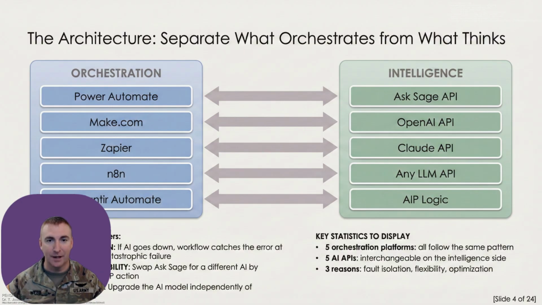5 orchestration platforms on one side. 5 AI APIs on the other. Each pair connects through a simple HTTP call. If Ask Sage goes down, your flow catches the error at one step and executes a fallback. Swapping AI providers means changing one HTTP action, not rebuilding the entire automation. The theory sounds clean. The real question is, what happens when you don't separate them?